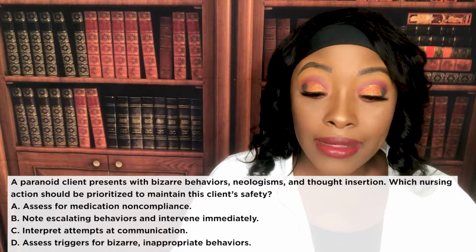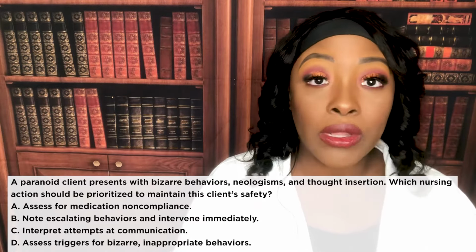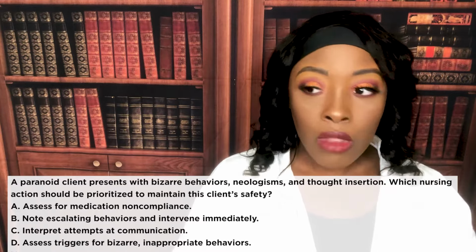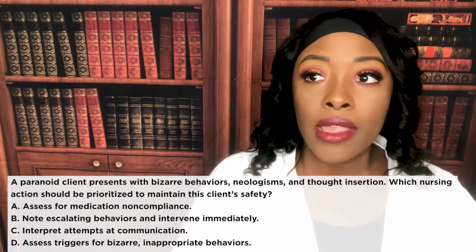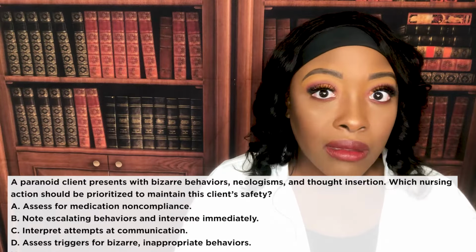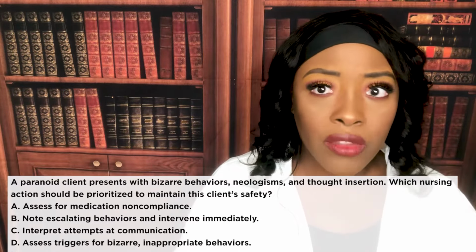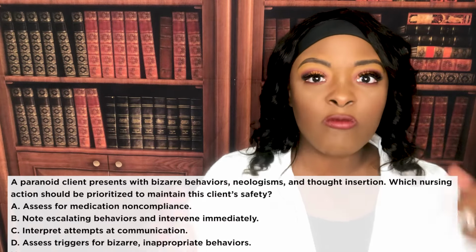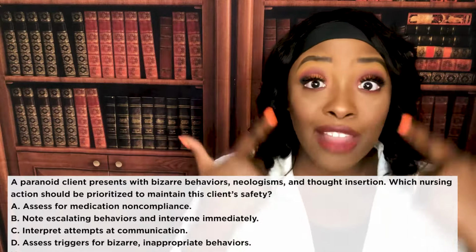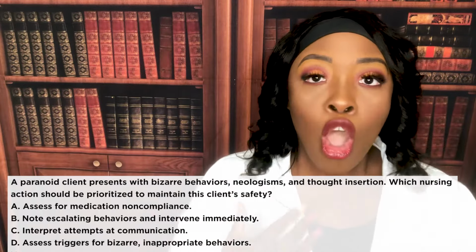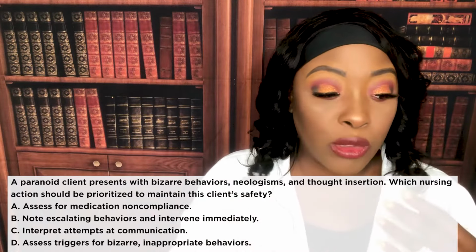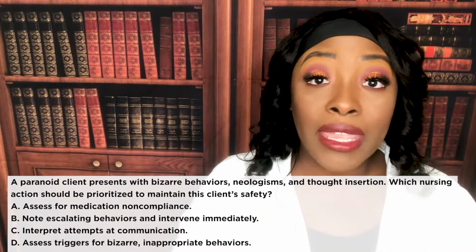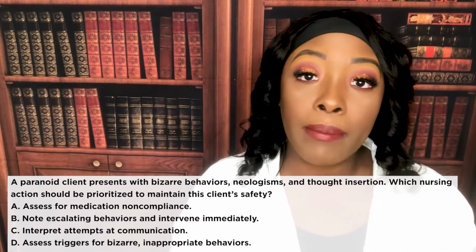So the correct answer is B, note escalating behaviors and intervene immediately. That is very important as far as safety is concerned. What are escalating behaviors? Such as seeing the patient pacing back and forth. They're building themselves up for something, right? Or you see the patient doing this, or even that look I just had on my face. All of those are escalating behaviors, and those are symptoms to let you know that things are about to go left, so you have to intervene before the patient harms themselves or somebody else.